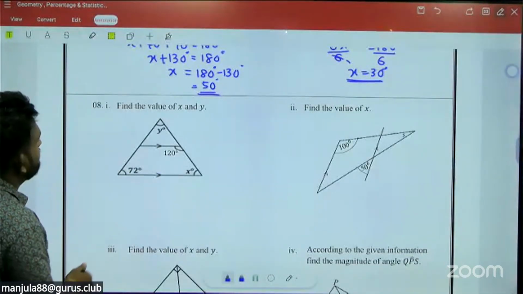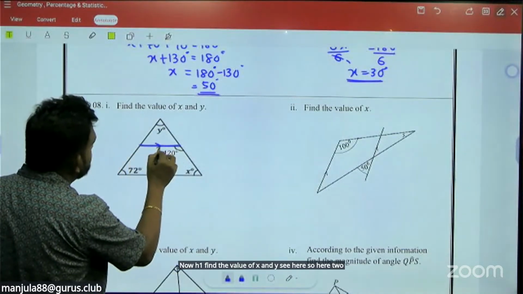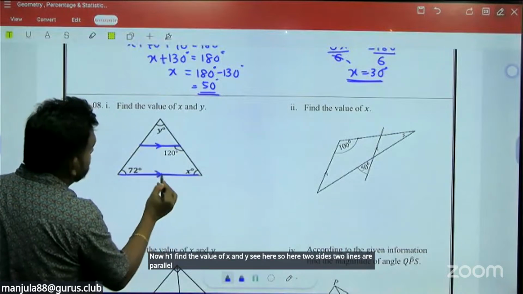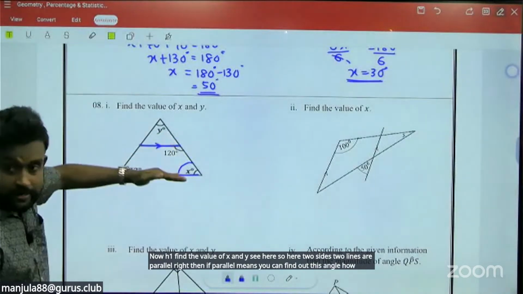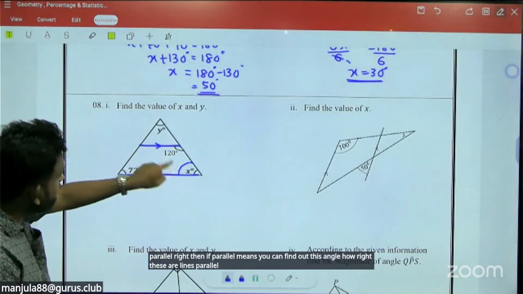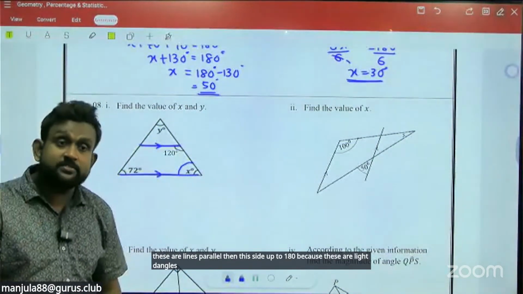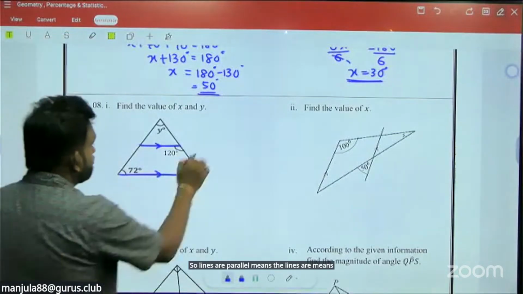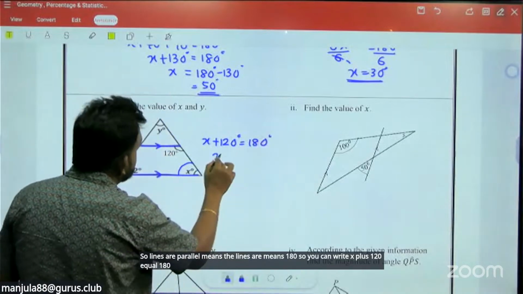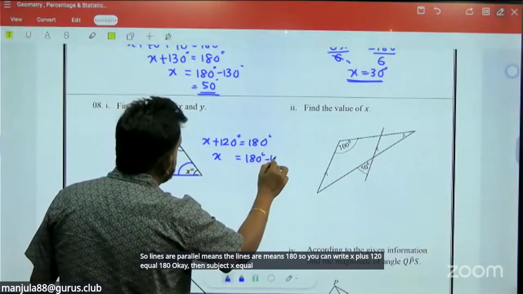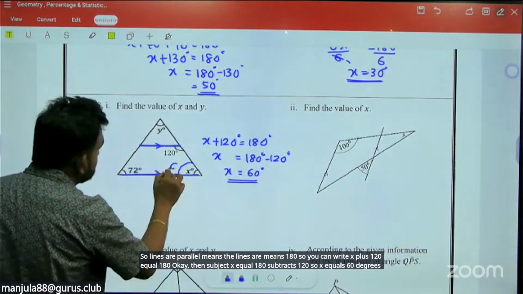Now 8-1, find the value of x and y. See here. Two lines are parallel, right? If they are parallel, you can find this angle. How? These lines are parallel, so these sides add up to 180 because these are co-interior angles. So lines are parallel means the co-interior sum is 180. So you can write x plus 120 equals 180. Then x equals 180 minus 120. So x equals 60 degrees.